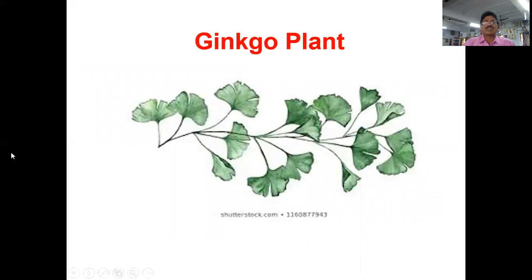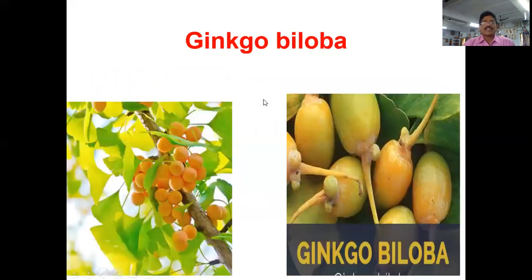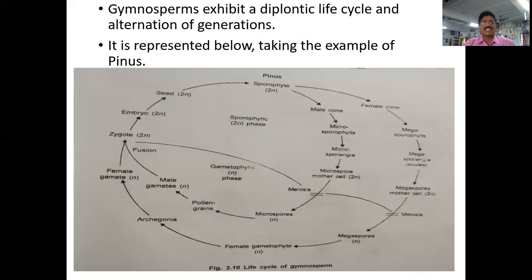So when you see the example of a Ginkgo biloba plant, these are Ginkgo biloba plants, it has leaves and the seeds are there. So when you see the life cycle of Ginkgo biloba, the plant body, by the help of sporophytes, they can also develop new plants, and these pollen grains can fall on the archegonium of the ovules. They will do the fertilization. After fertilization, they form the zygote, and it forms an embryo and a seed. The seed can develop into new plants. By the help of these methods, they can develop new plants in Ginkgo biloba.